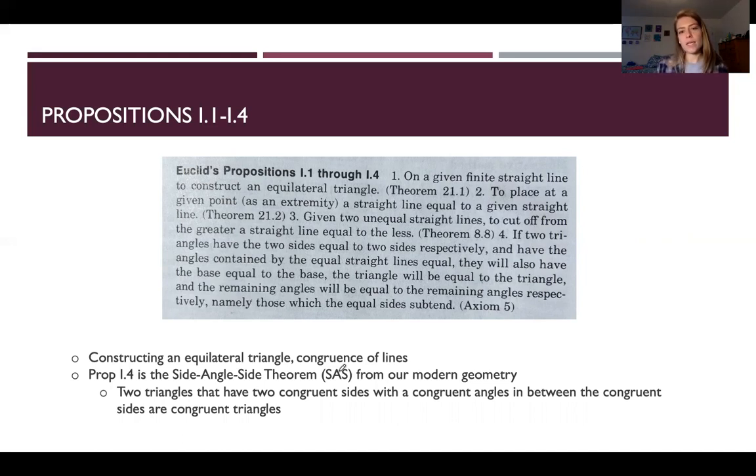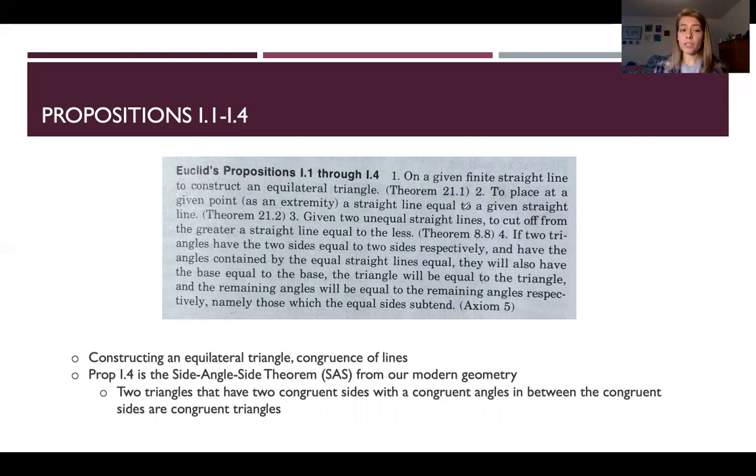But the reason it says like in the propositions theorem 21.1, theorem 21.2 is because in the book that I used, we had to prove these things eventually. And so like proposition 3 says theorem 8.8, and that was one that we had to prove. So it's just referencing them to other theorems in the book. But propositions 1 through 4 kind of start off with constructing an equilateral triangle and defining congruence of lines and what it means, starting at the basics of lines.